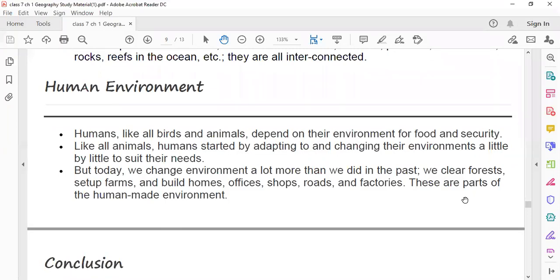We are not using it judiciously. We have cleared many forests. We have set up farms over there. हम लोगों ने वहाँ घर बना लिया, ऑफिस बना लिया, shops बना लिया, roads, factories, parks, ये सब बना लिया. Now these are the parts of the human-made environment.